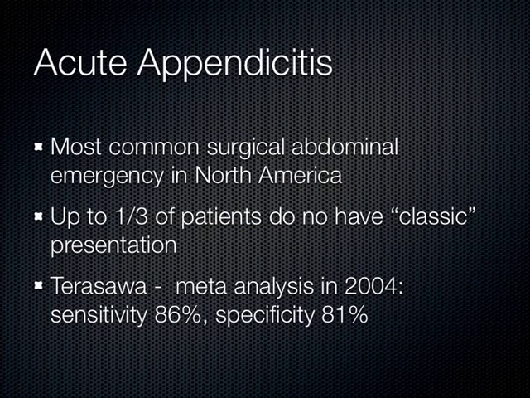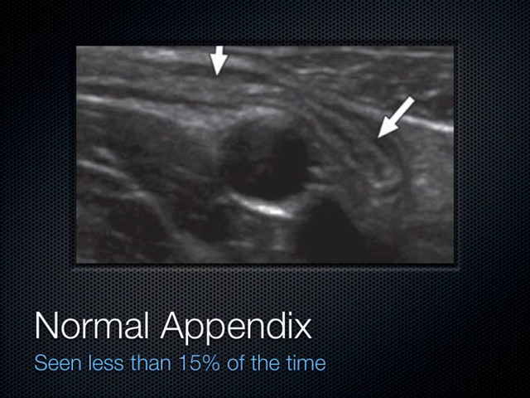Now, if we could get good with ultrasound, though, and see a true appendicitis on ultrasound, we could avoid the need for a CT scan, especially in a younger patient. The average age of somebody who gets appendicitis is 27 years old. So Terasawa, the author, did a meta-analysis a long time ago, 6 years ago, back when the ultrasound machines weren't as good, and found that in the hands of radiology, ultrasound had a sensitivity of 86% and a specificity of 81%. The reason for its low specificity is because we never see this on ultrasound.